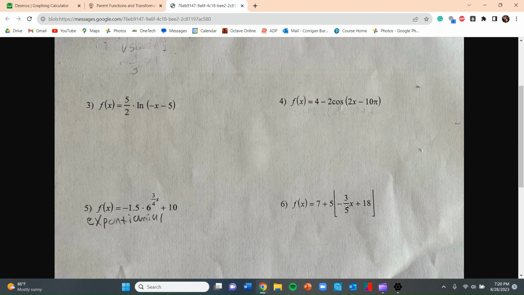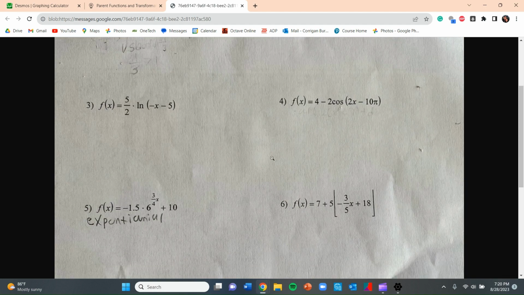We can go ahead and do number 6. Just a little tip on number 5. You're going to start with y or f of x equals 6 to the power of x. Then you're going to throw in that 3 over 4, see what it does, and then throw in this negative 1.5, see what that does, and then add 10, see what that does.